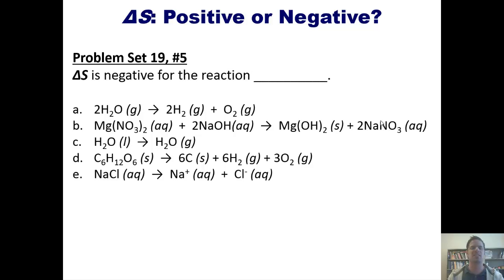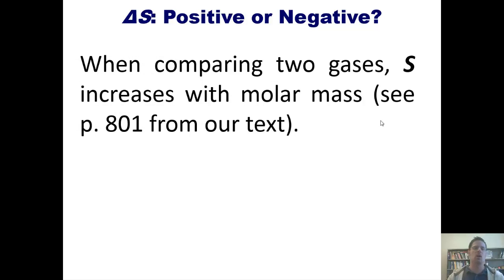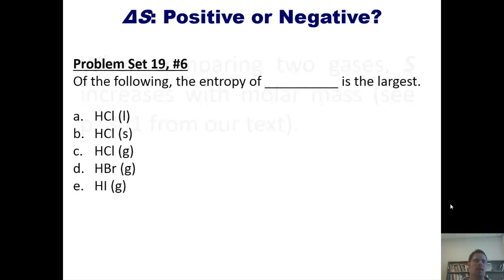That takes us to another question. Delta S is negative for which of the following reactions? Once again, a negative delta S is a scenario where things are becoming more ordered as you go from left to right. I want you to look at each of these and see if you can determine that on your own. All right then, here's another detail I want you to know. When comparing any two gases, S, the absolute entropy value for that gas, increases with molar mass, according to page 801 of our text. Now, keeping that in mind, let's do one last problem. Of the following, the entropy of which is the largest? Based on the information that I just told you, see if you can answer this on your own.